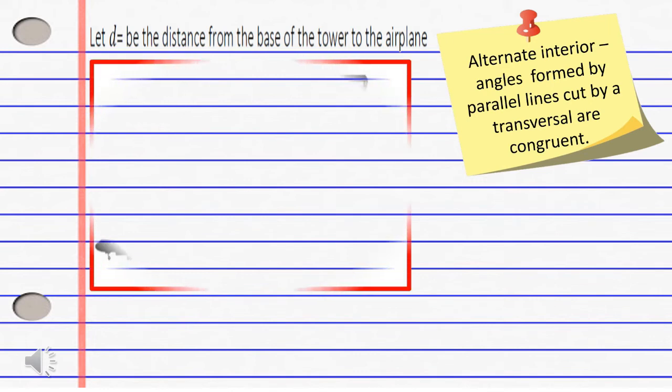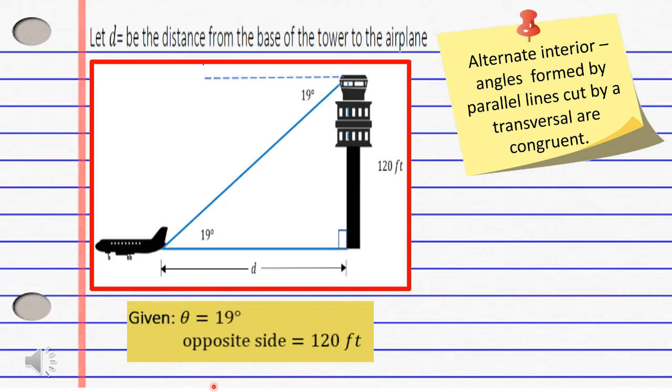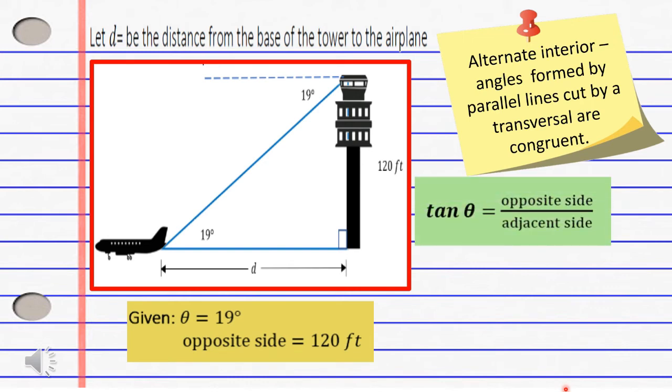We have this illustration. We are given the angle, which is 19 degrees, and the opposite side, which is 120 feet. Now, what is asked or what is unknown? Very good. The adjacent side is unknown. And what trigonometric ratio will we use? Excellent. We'll also use tangent since the opposite is given and the adjacent is unknown. To determine the distance, we proceed as follows.